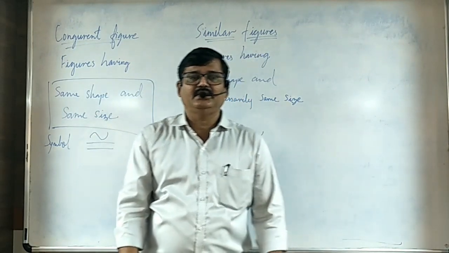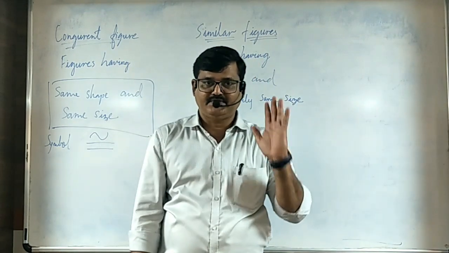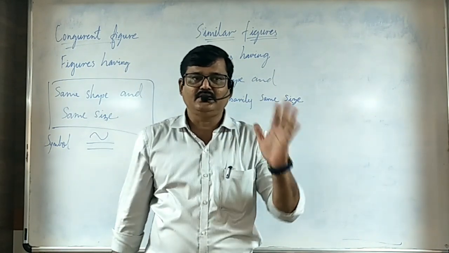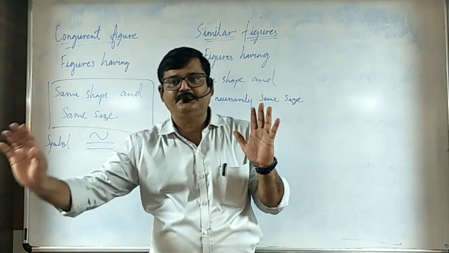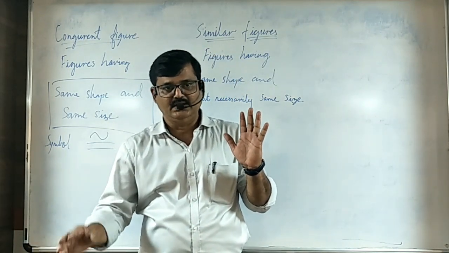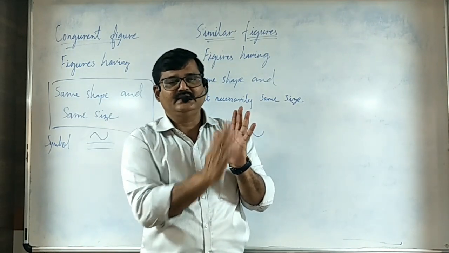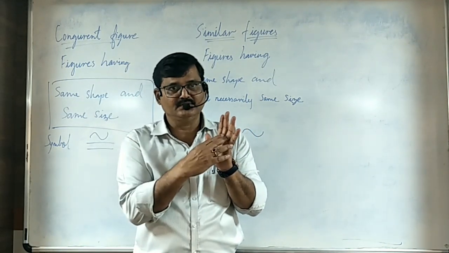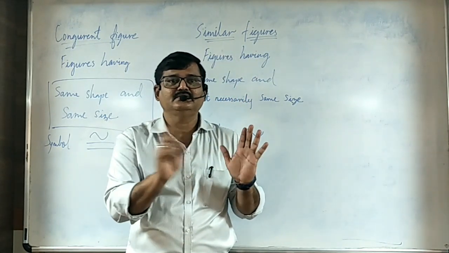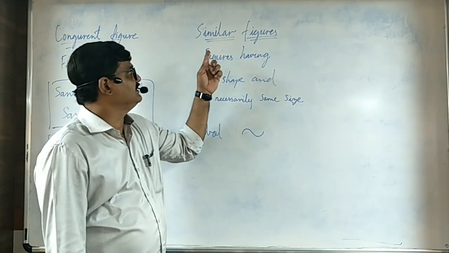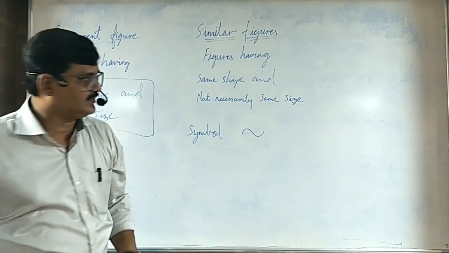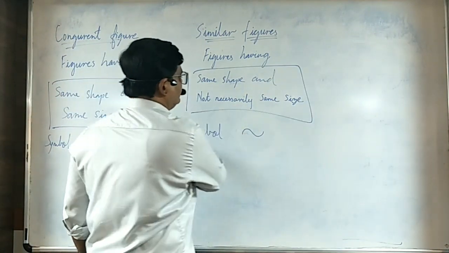In the same example, I took my left palm and right palm, touched them and told you it is congruent. Now do one thing: take your left palm and a palm of a child of 5 or 6 years old and try to touch it to your palm. Will it exactly fit? No. It will be smaller. So the shape of both palms is the same but the size is not the same. That is what we call similar figures, having the same shape and not necessarily the same size.